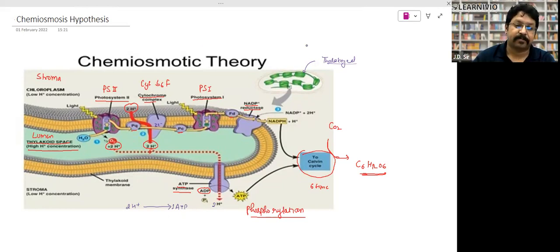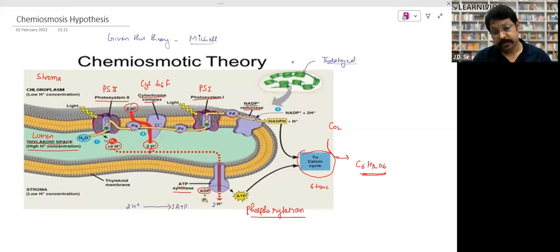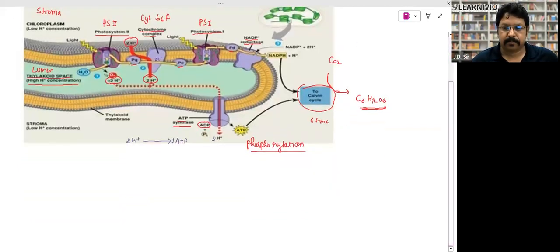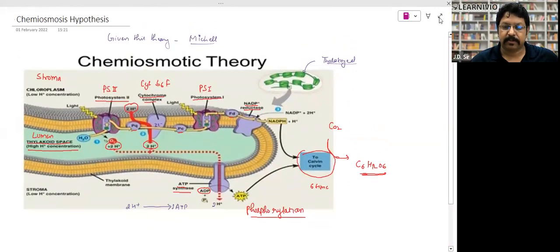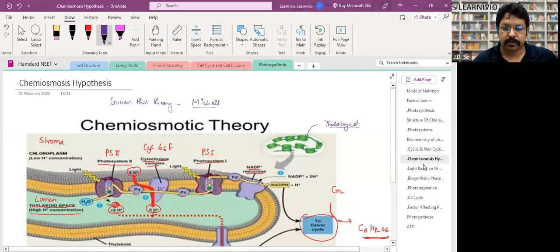Can you tell me the name of the person who gave this theory? Michel. So Michel was the scientist who gave this. This was the question. Now the NADPH and ATP produced here are utilized in the Calvin cycle, right? You have to remember that at the expense of every two hydrogen ions, one ATP is produced.